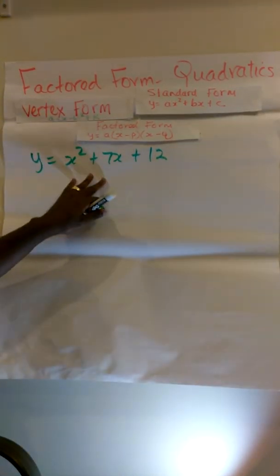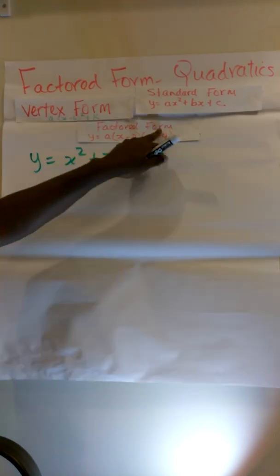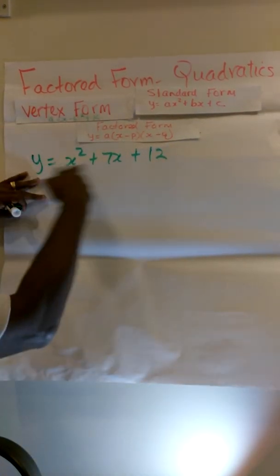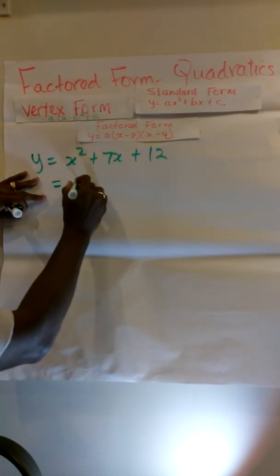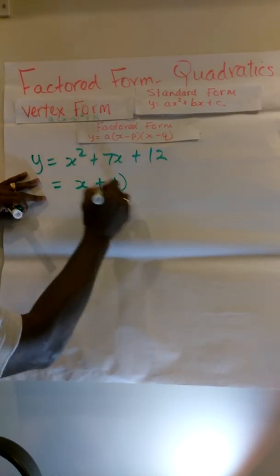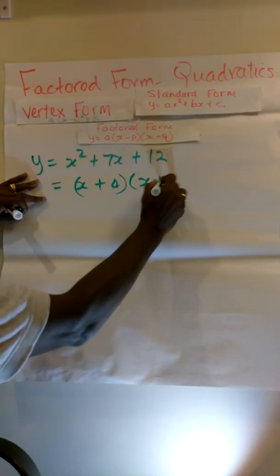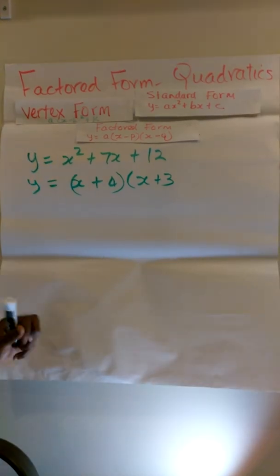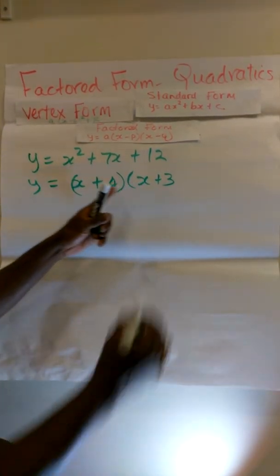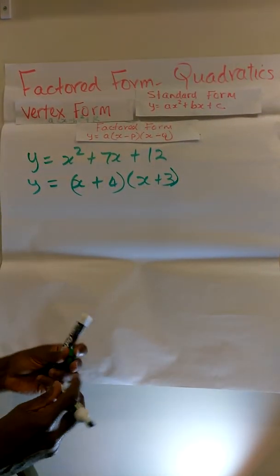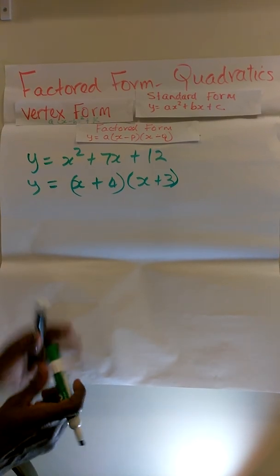We can factorize this to find the factored form of this quadratic. So it's in standard form. When you go through the steps of factorizing, you will get x plus 4 times x plus 3. So these are the two binomials that you multiply to get x squared plus 7x plus 12.